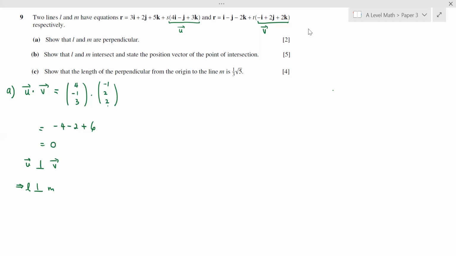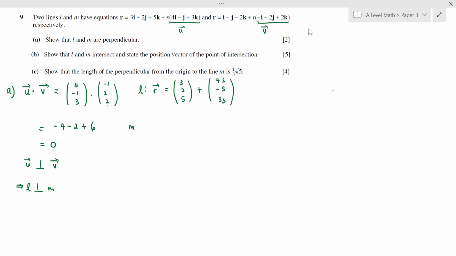Part B, we need to show that line L and line M intersect. So if line L and line M intersect, that means there must be a point of intersection. First, line L here can be written in component form as (3, 2, 5) plus (4s, -s, 3s).